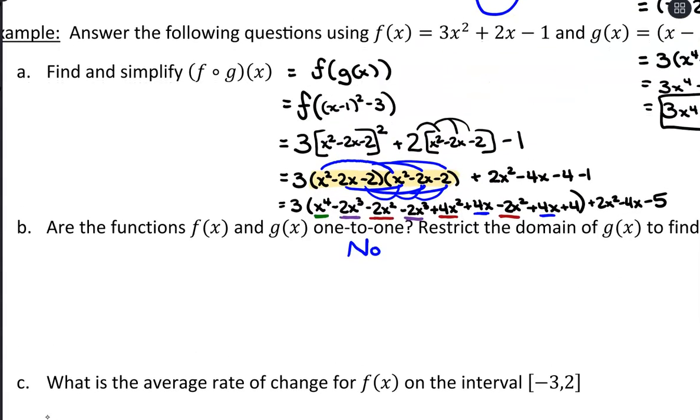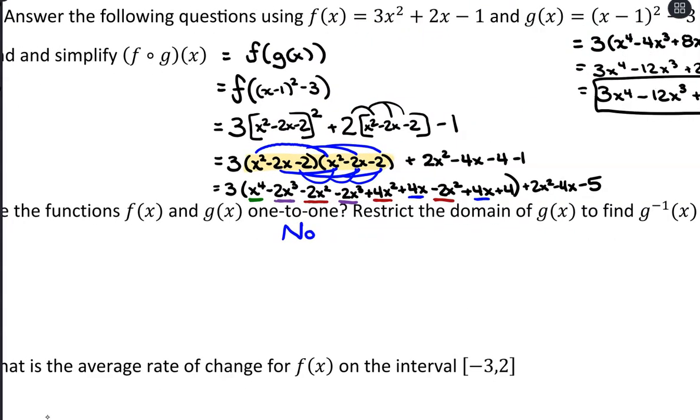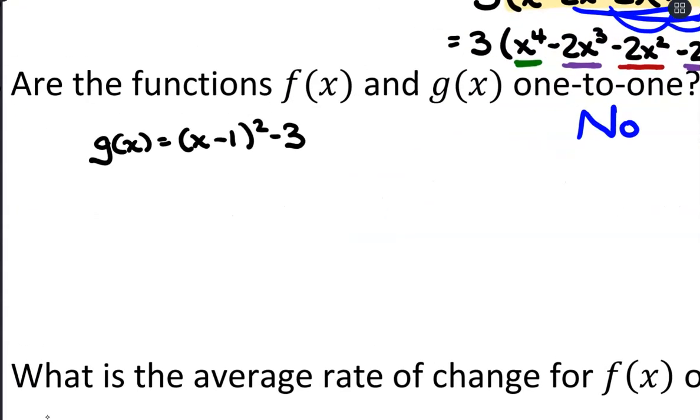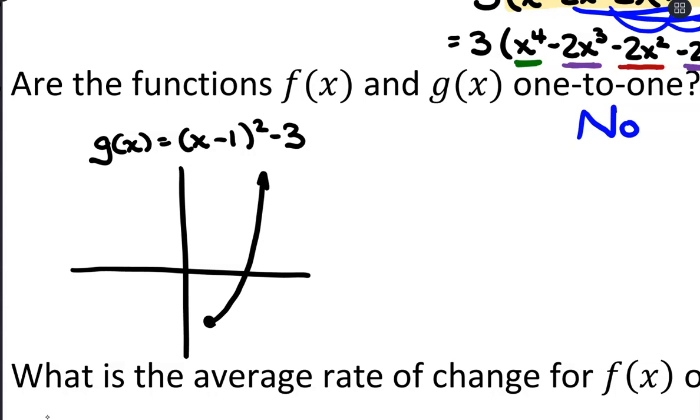So what we can do is with g of x, and we could do this with f of x too, but we're just going to focus on g of x here. So at x minus 1 squared minus 3, what we could do is restrict the domain of g of x to find an inverse. So if I think of a quick sketch of this, this is a parabola that opens upwards and it has the vertex positive 1, negative 3. So we're down here and we have a parabola. And what I need is just half of this parabola.